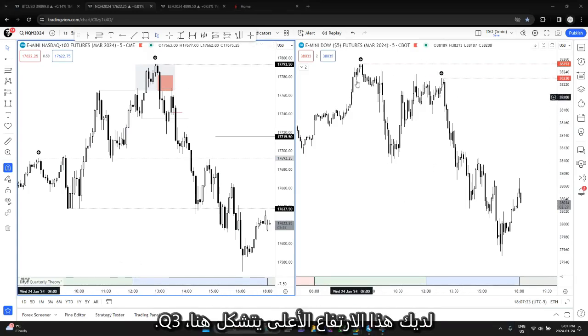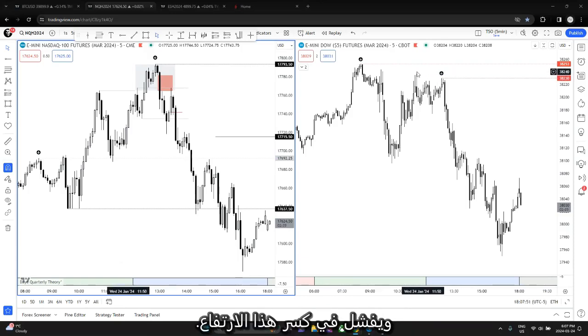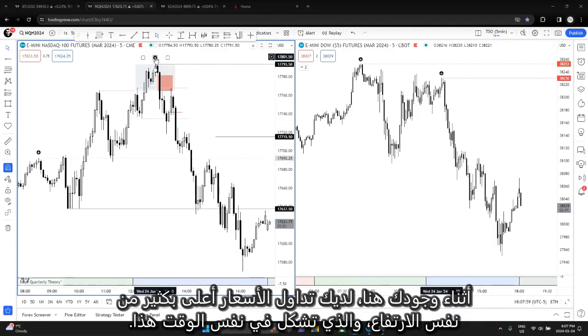So let me go over that again. You have this higher high forming here, Q3. Price breaks down during Q3, trades up during Q4, fails to break this high. While over here, you have price trading way above the same high, which formed at the same time as this.